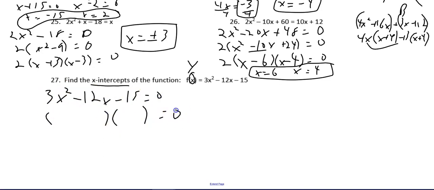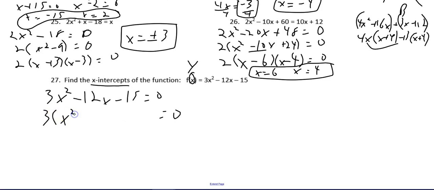Two parentheses. Obviously, I have to have 3x here and 1x here. I need two numbers that are going to multiply to give me 15. I need 12 in the middle. Got to do some guessing and checking. So let's go with, oh, wait a minute. Let's make our life easier. Hold on. They're all multiples of 3.